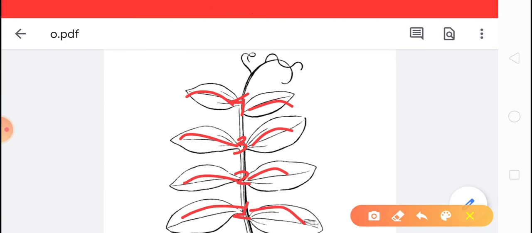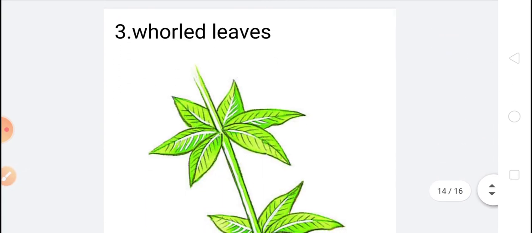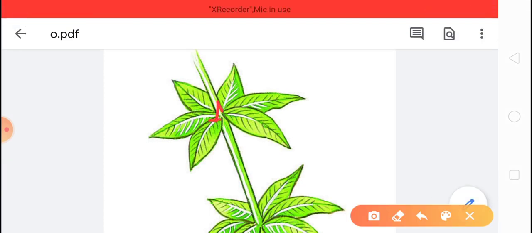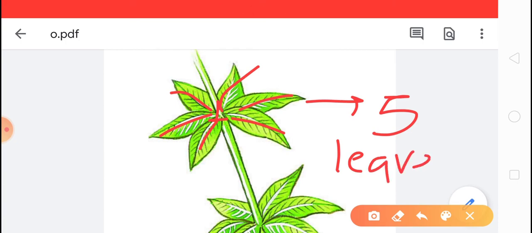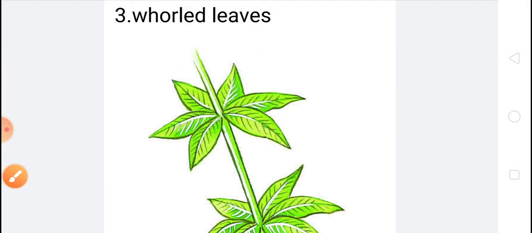The next kind of arrangement is whorled arrangement. Whorled means more than two leaves are attached to the node. So many leaves are attached to the node, and such an arrangement of leaf is called whorled arrangement. Plants have several leaves attached to the same node. On the same node, many leaves are attached.